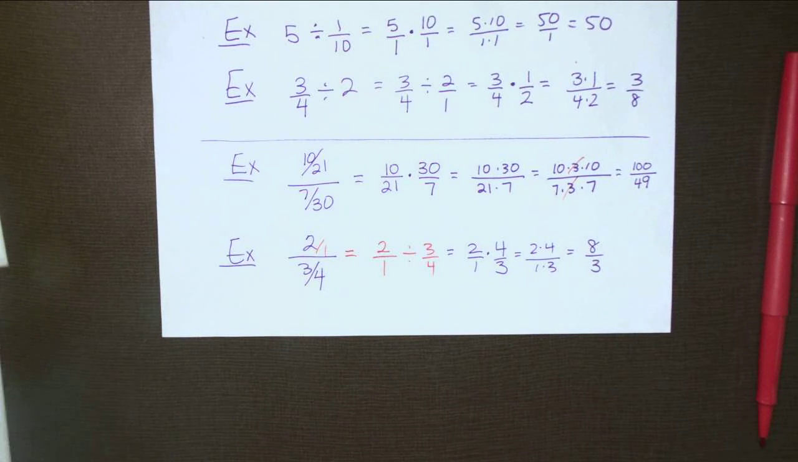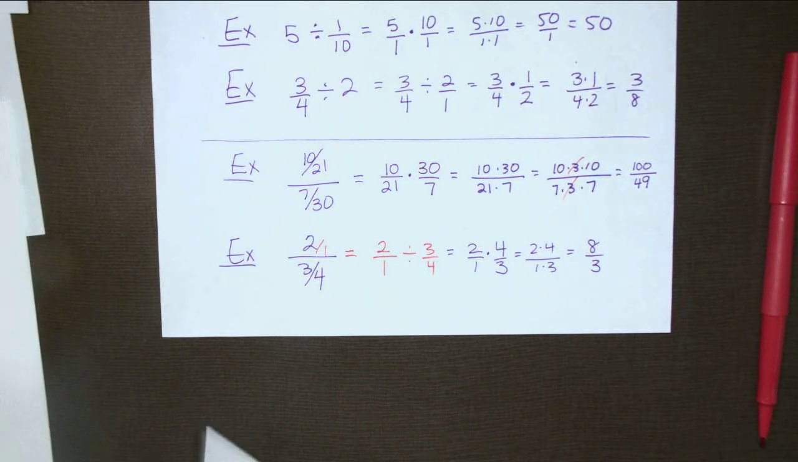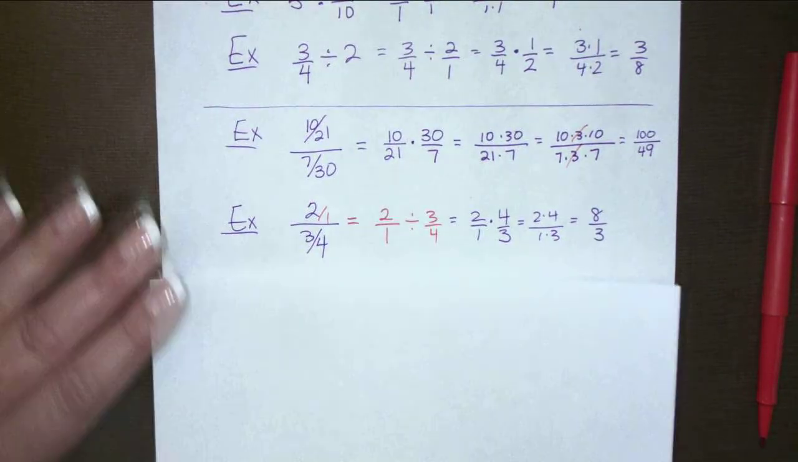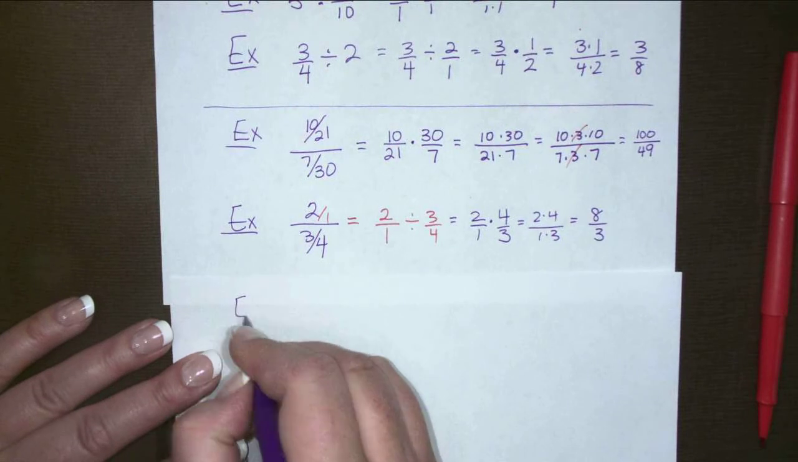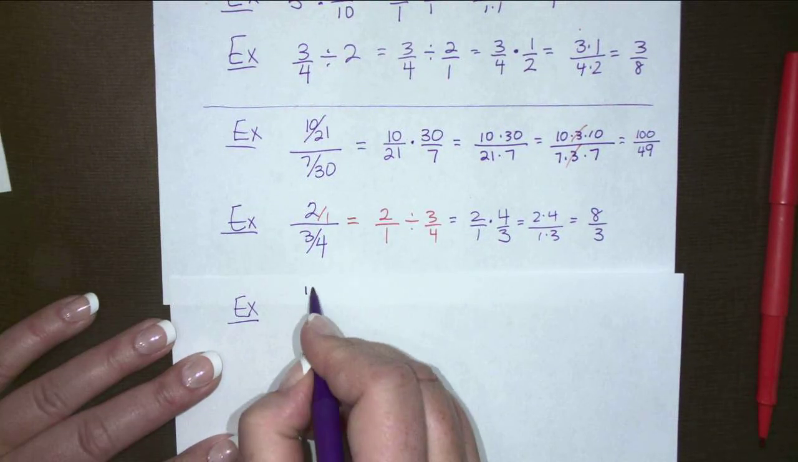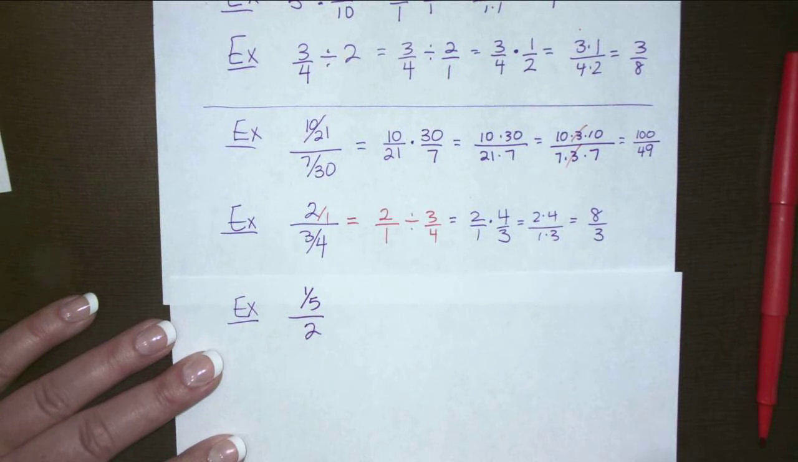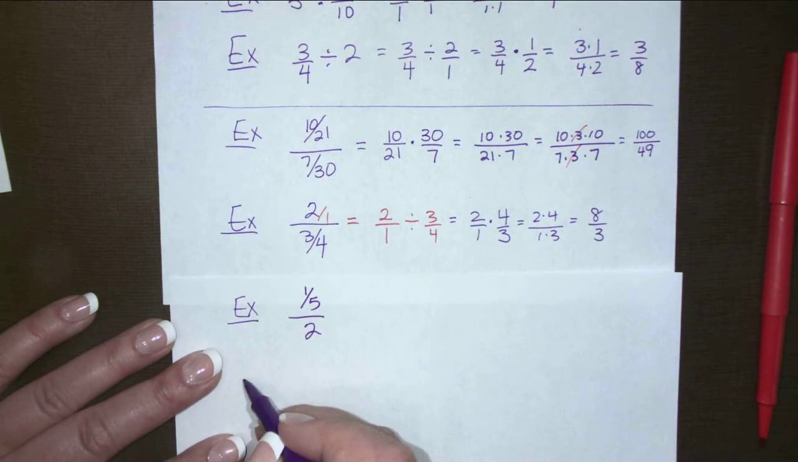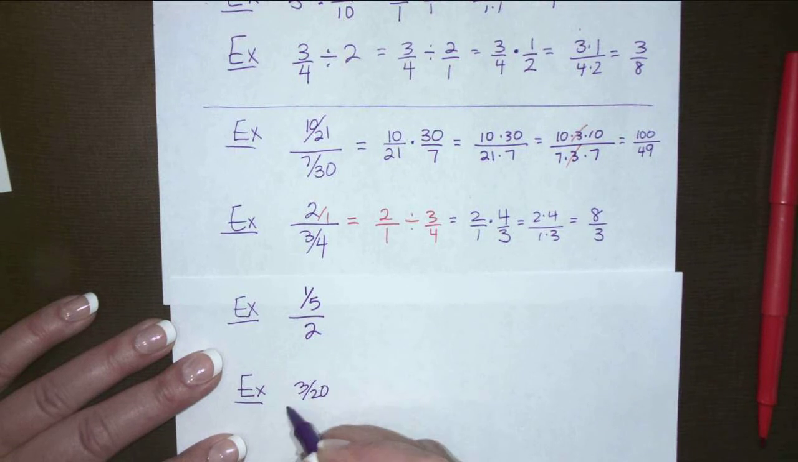Okay, I've got 2 more, like this. So this 1/5 divided by 2, and the second one, 3 over 20 divided by 6 over 8.